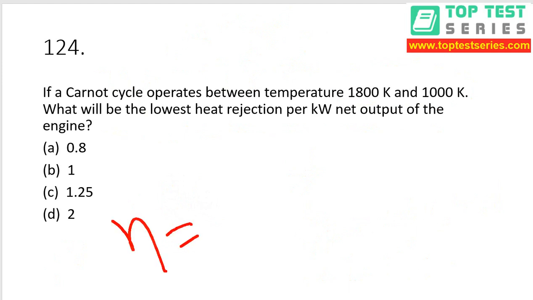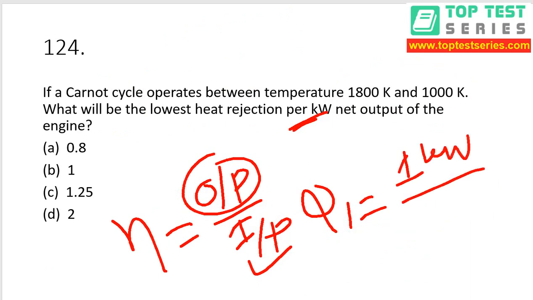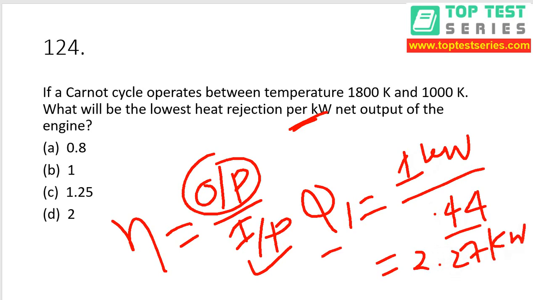Now efficiency is what? Output upon input. We have already been given the output, that is 1 kilowatt. We have to find the input. So Q1 is equal to 1 kilowatt divided by 44%, that means 0.44. So 1 divided by 0.44 is how much? 2.27 kilowatt. This is Q1.